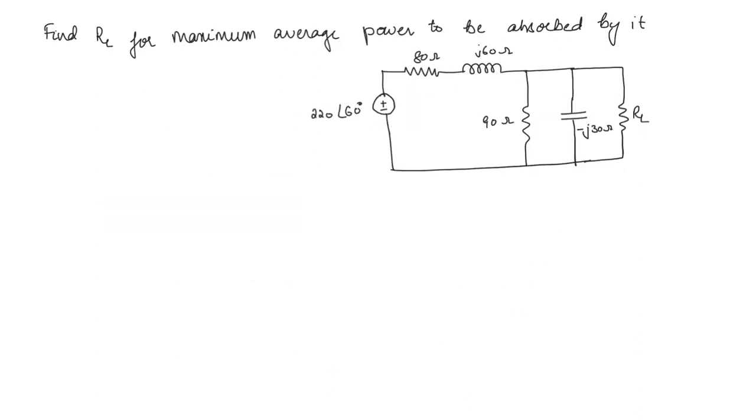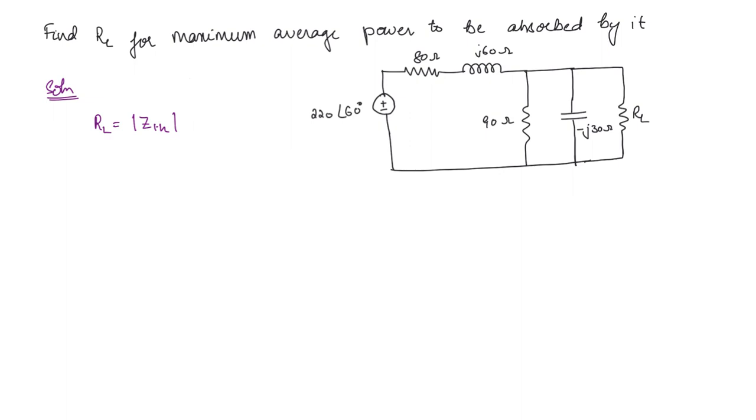Next question. Find RL for maximum average power to be absorbed by it. Okay. So here we have RL. So you can see that this is a condition where there is no reactance. Load reactance is not present. Okay. So in that case, what is the condition? So we already derived it. RL should be equal to mod ZTH.